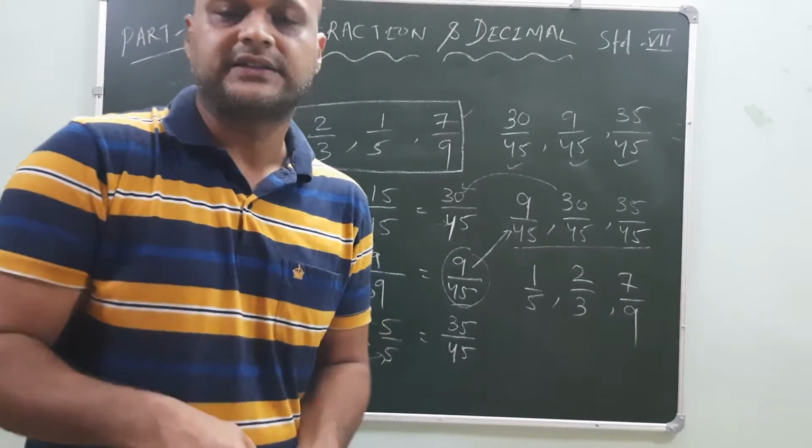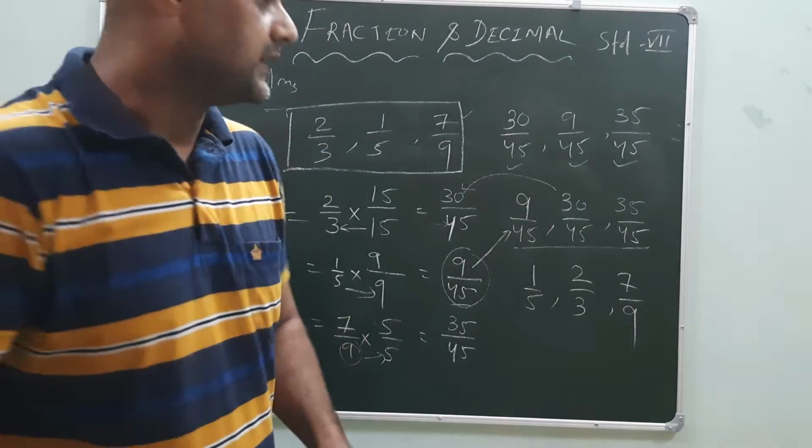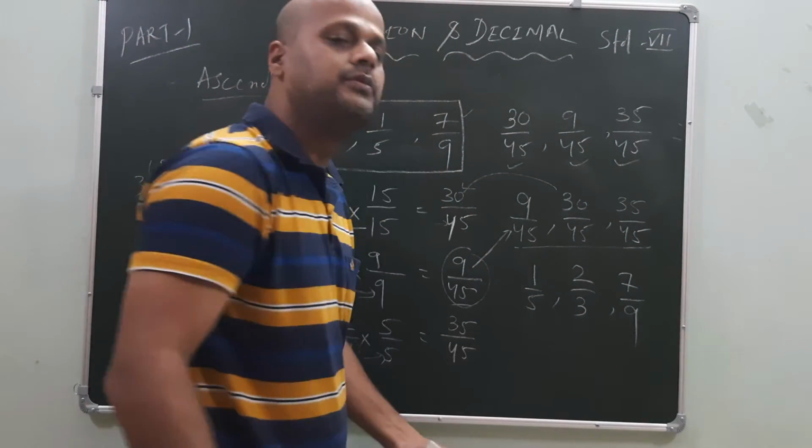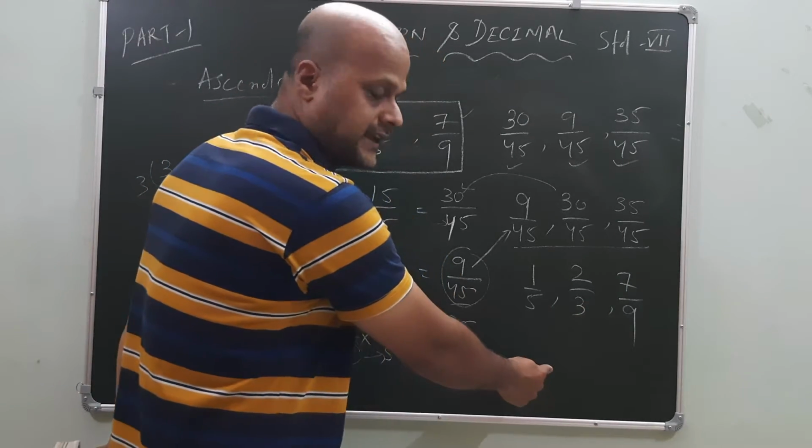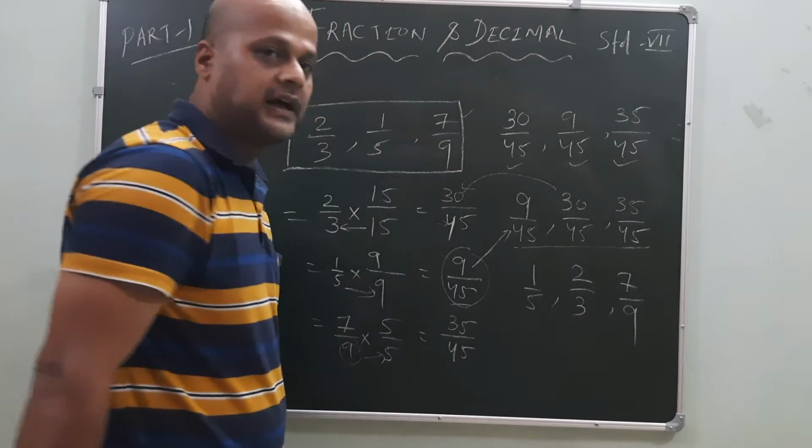Is it given as ascending or descending? It is ascending order. What will be the descending one? The 7 by 9 will come first, 2 by 3 will come second, and 1 by 5 will come last.